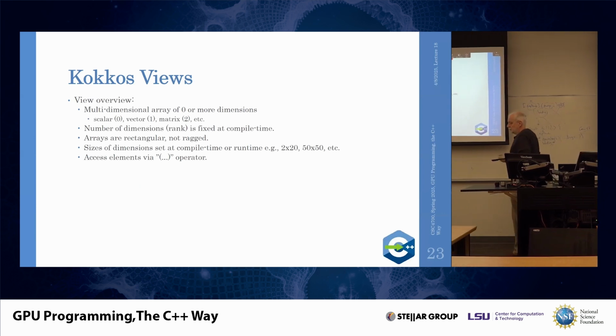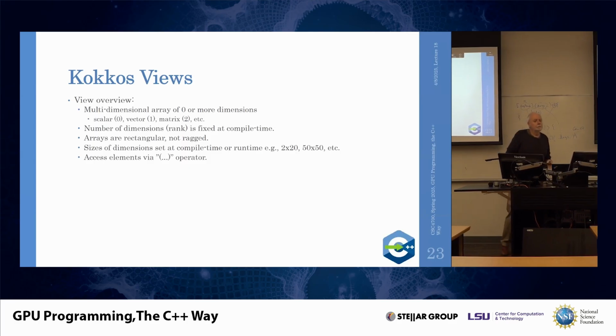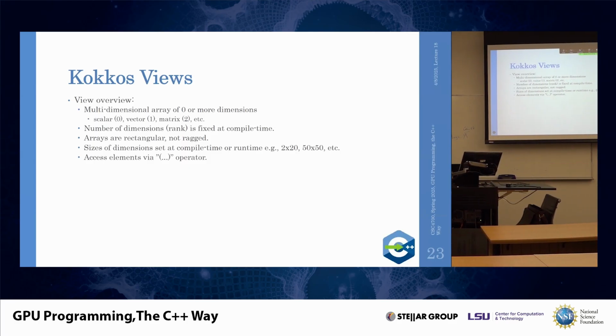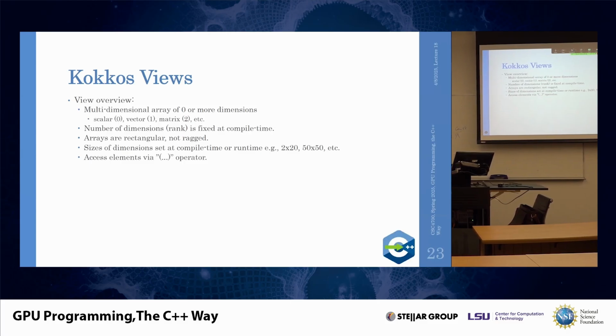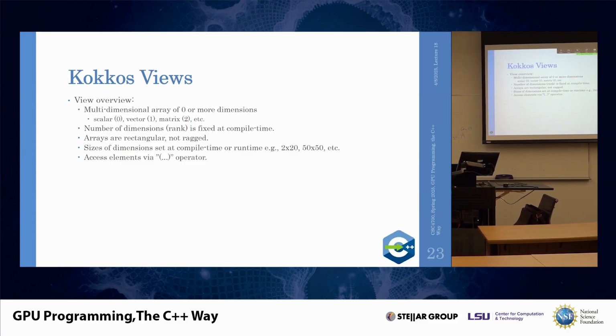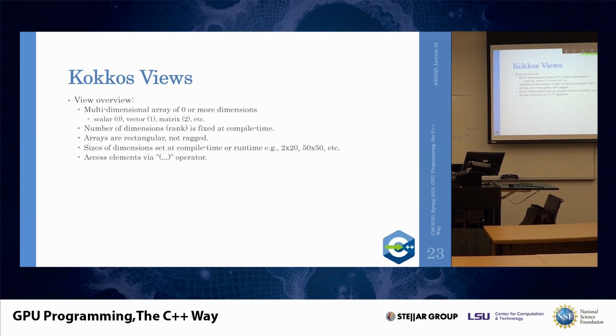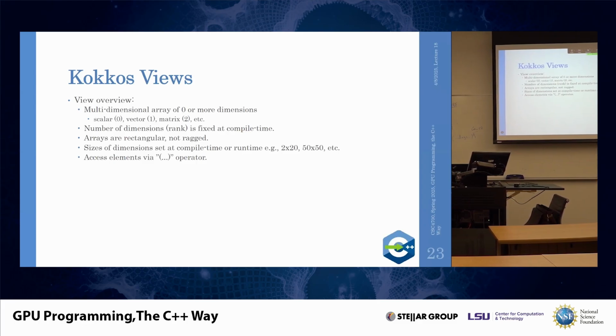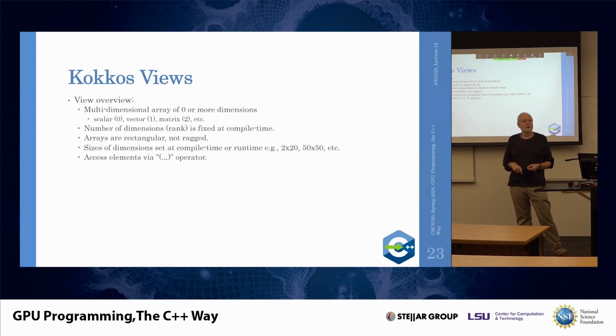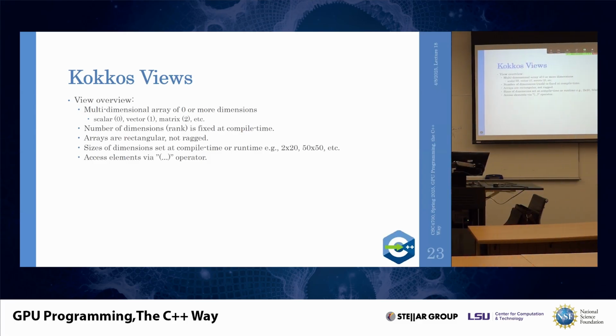The number of dimensions for a particular view is defined at compile time. That also means that you can allocate a large array and put a view on top of it which has a different structure from the underlying array. You allocate a one-dimensional array and then you say, hey, this is actually a 3-dimensional view of that array, which turns that one-dimensional array into a 3-dimensional tensor you can access with 3 indices.